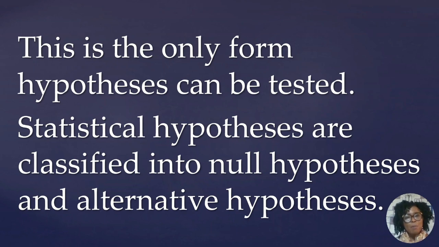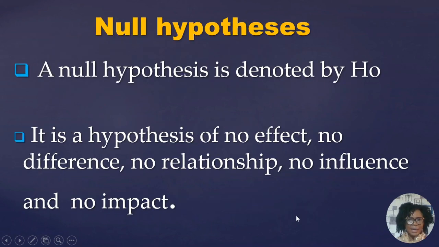This type of hypothesis, statistical, has two types. It is divided into two classes, or subclasses, and these subclasses are known as null hypothesis and alternative hypothesis. Let us look at null hypothesis as a type of statistical hypothesis. A null hypothesis is denoted by H0, capital H and small o.